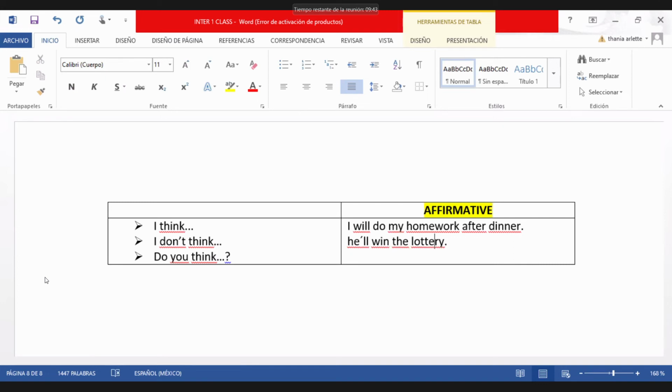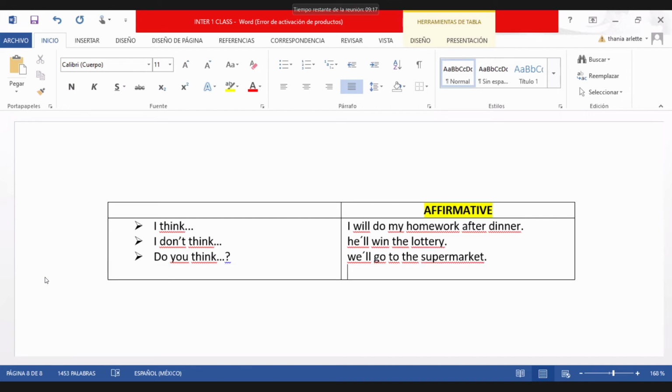The next sentence is, vamos a ir al supermercado. We will go to the supermarket. Yes. We'll go to the supermarket. Yeah? How do you say se va a quedar en casa esta noche?